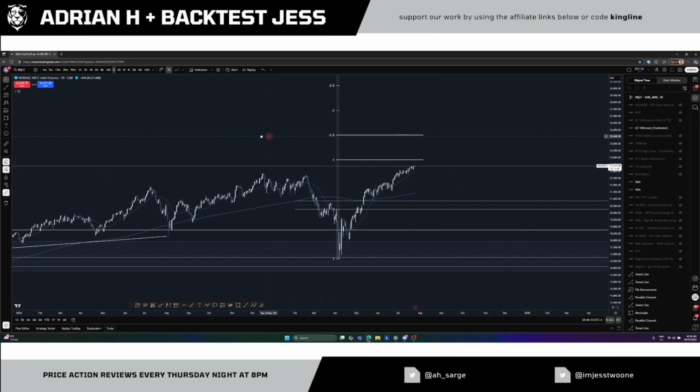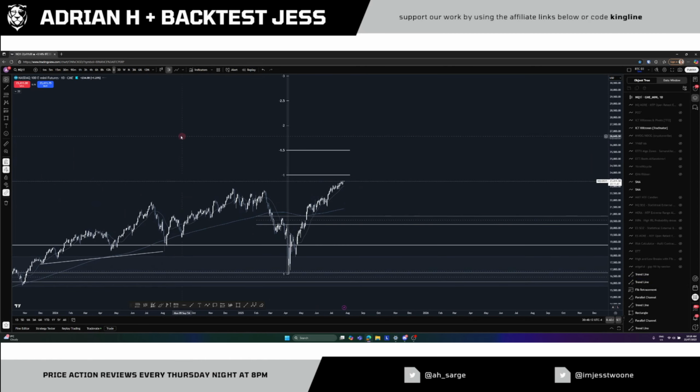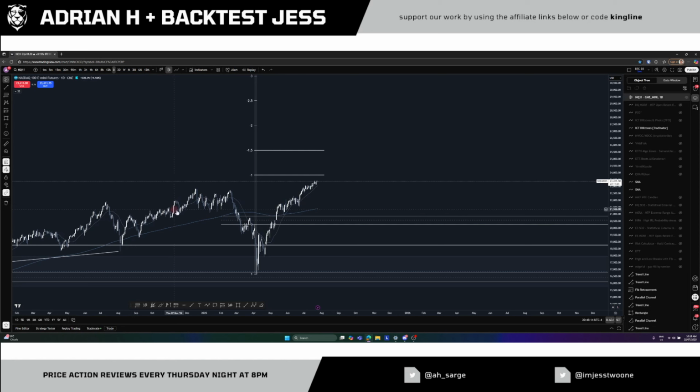One of the other things we've been talking about in previous weeks as well was this whole accumulation range. So we come in, we have accumulation to manipulation, and we're looking for that expansion leg now.